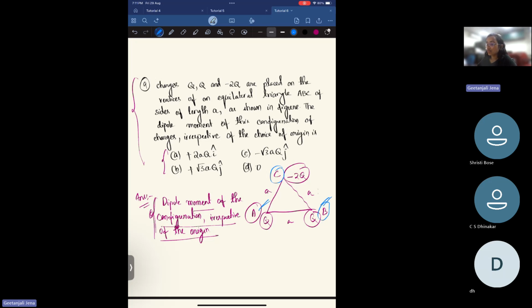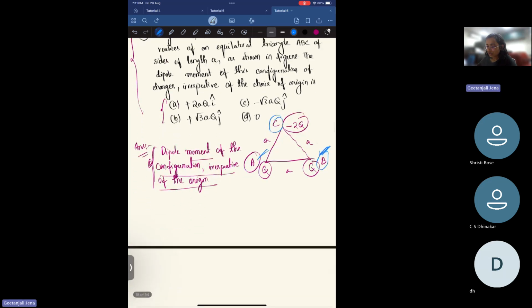So that is why we say whenever the monopole moment is zero, you will get the same dipole moment irrespective of the origin you are taking. I think you are correct. The answer will be option C.